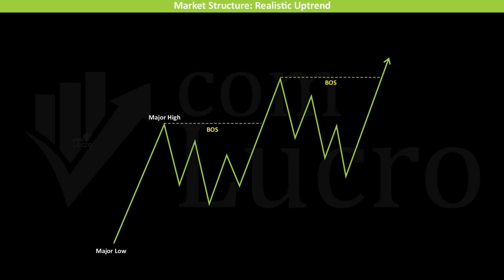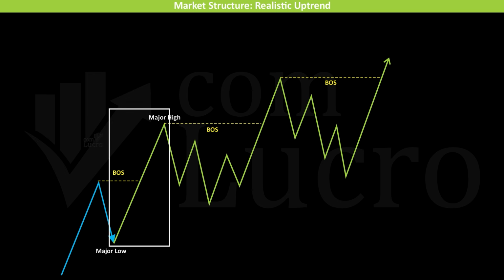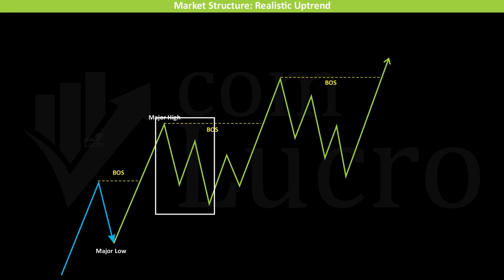Let's explore the details of a realistic market structure, focusing on the more commonly observed uptrend patterns in the market. Consider a scenario where the price surpasses previous highs, breaking upward. At this juncture, a key question emerges. How do we pinpoint valid major highs and lows? To address this, let's examine the left side of the market structure. It is evident that the price underwent an upward trajectory until it began to retrace. The peak reached before this retracement is deemed the major high.